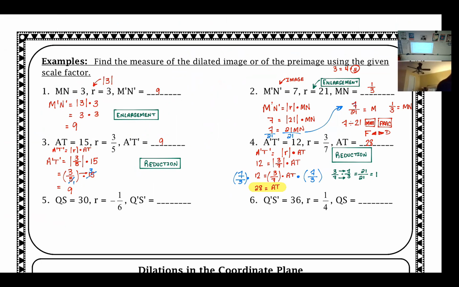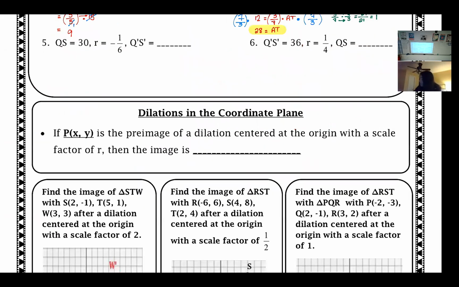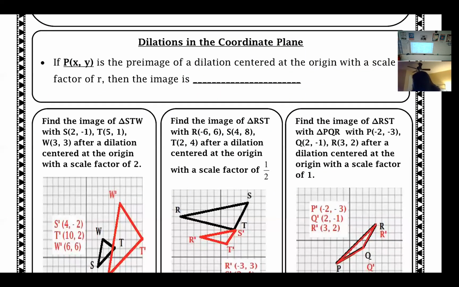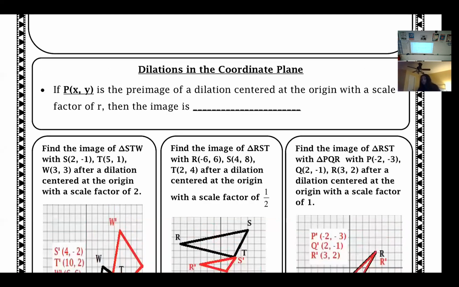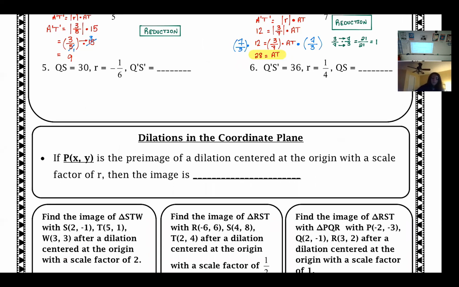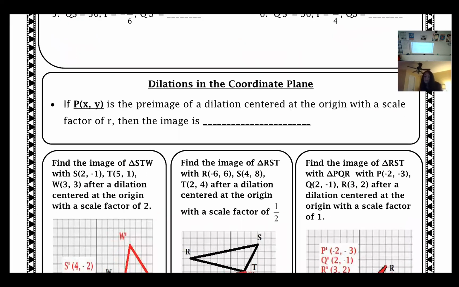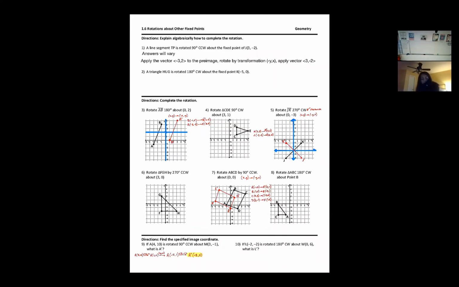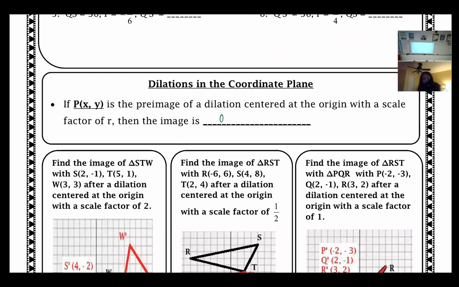All right, so we're talking about dilations on a coordinate plane. If our preimage, the point P(X, Y), is the dilation centered at the origin with a scale factor, we already talked about it, right? What are we going to do with our scale factor? We multiply it into both.